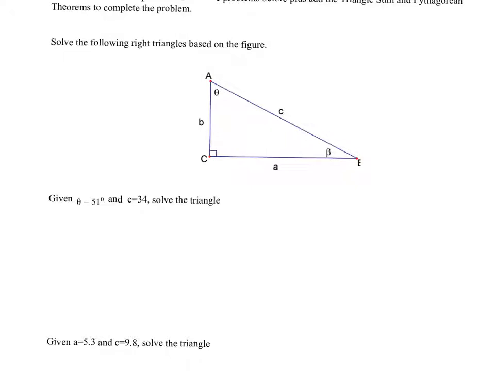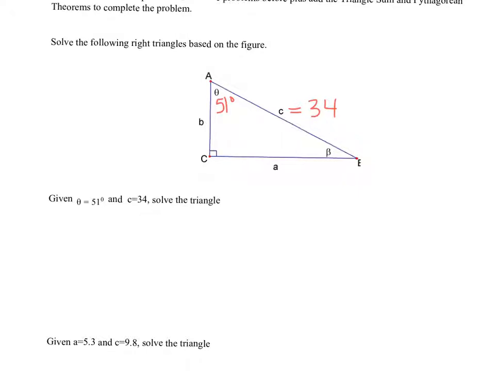So our first example is given that theta is 51 degrees and C is 34, we want to solve the triangle. So I'm going to go ahead and label that information in our triangle. So theta is 51 degrees and C is 34. So we have two options to start off with. We can either solve for our missing angle beta, or we can solve for one of our side lengths first. And I'm going to go ahead and solve for our angle measure.